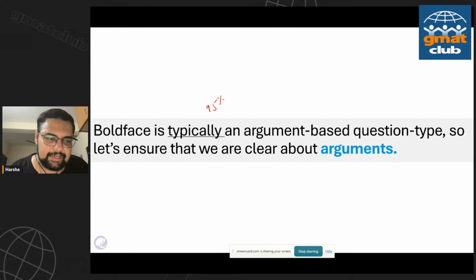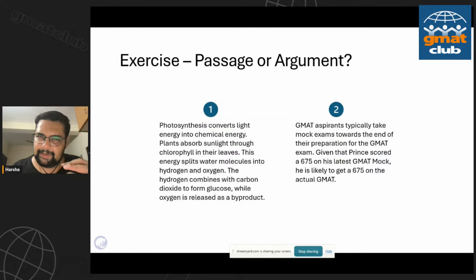So first, conceptually, let's ensure that we're clear about arguments. And for those of you who attended my previous session, this might overlap a little bit, but bear with me, let's get this done. So here's your first exercise for the day. Before I bombard you with theory, tell me which of these is a passage, which of these is an argument, or is both a passage and an argument, just let me know.